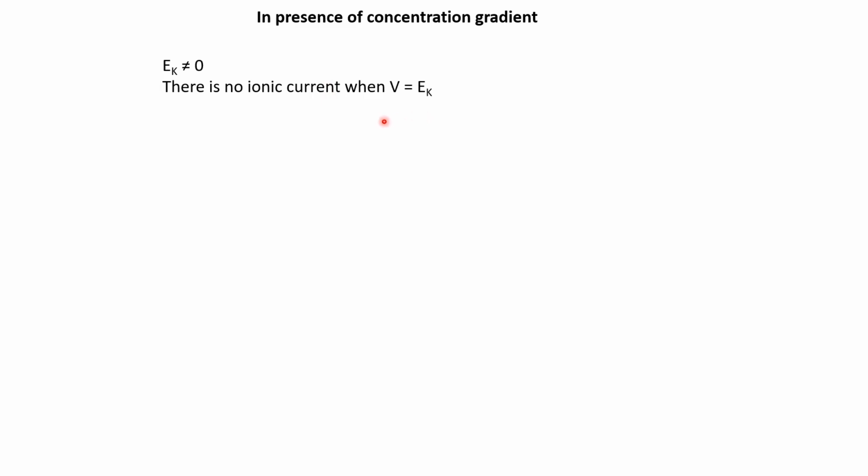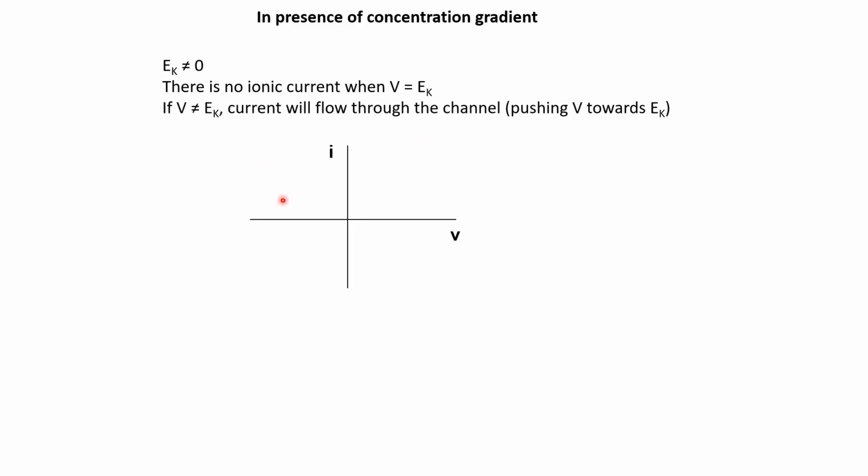But if the voltage is different from Ek, then there will be a current through the potassium channels, and that current will be in a direction so that the voltage can come back towards Ek. We can now redraw the IV curve and see what it would look like. So earlier the IV curve was a line passing through the origin whose slope was the gamma k, where gamma k was the conductance of the channel.